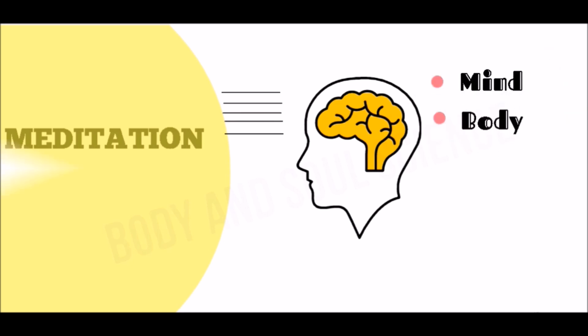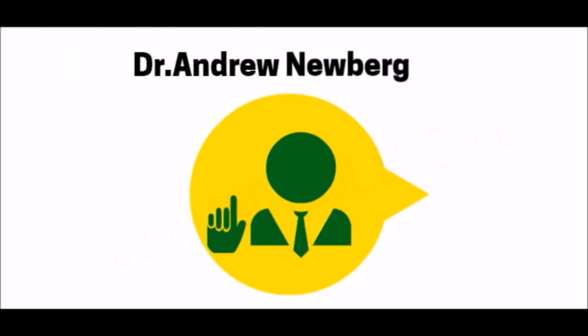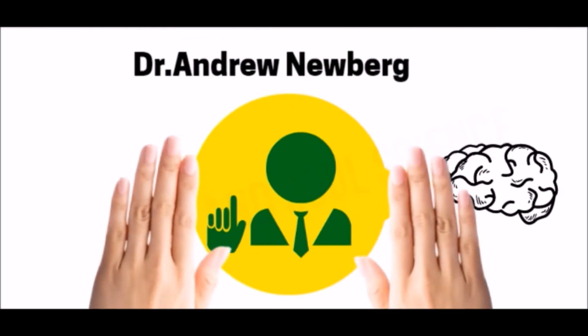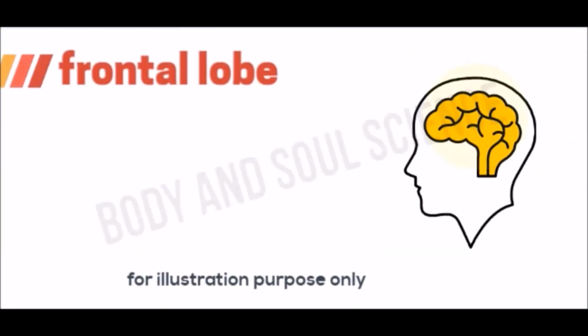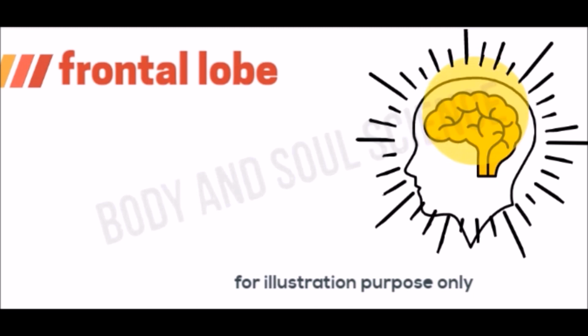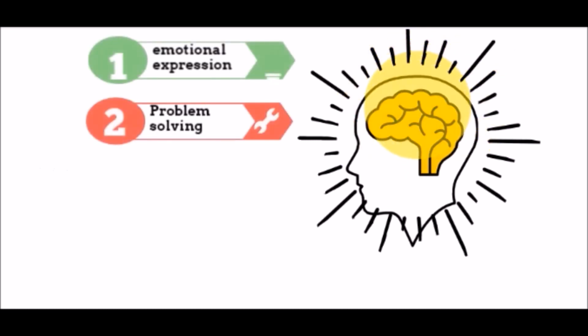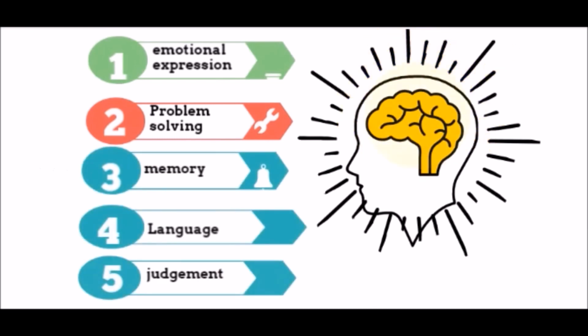A University of Pennsylvania scientist named Dr. Andrew Newberg took brain images of Tibetan monks during meditation. As expected, their frontal lobes lit up on the screen, just like countless other studies have shown. The frontal lobe, by the way, is the part of the brain that controls important cognitive skills in humans, such as emotional expression, problem solving, memory, language, or judgment.